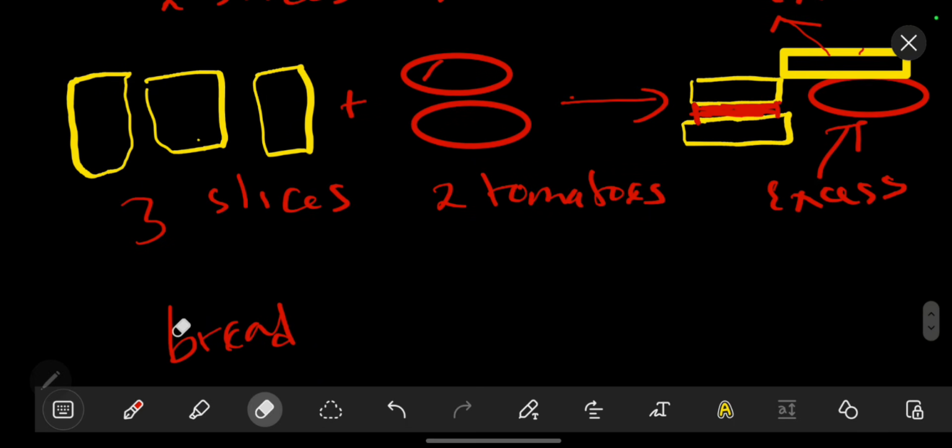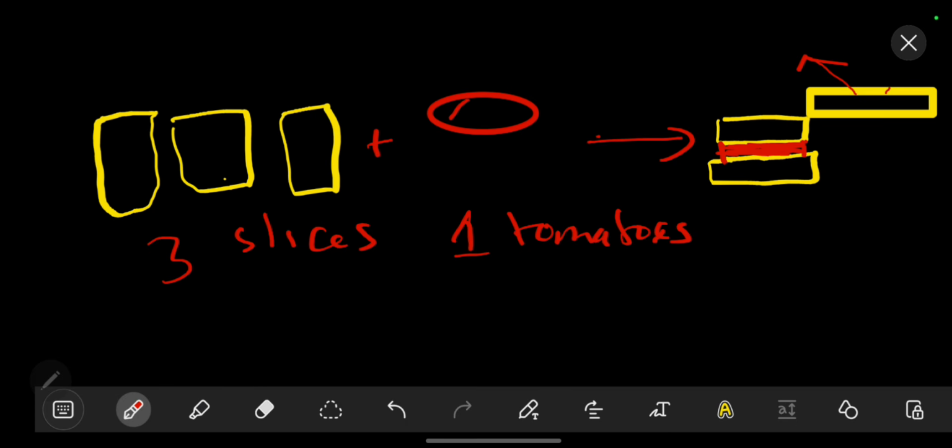Likewise, if you have the third situation, let's say you have 1 tomato there. If we have 1 tomato, only 1 tomato is required for you to make a full sandwich. Now what happens to the other bread? In this case, the tomato is the limiting reagent. So the tomato is the limiting reagent.